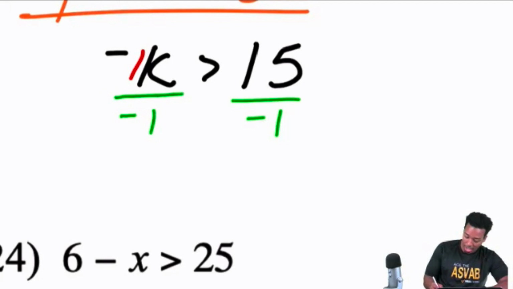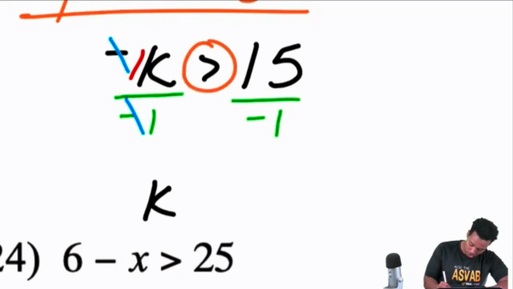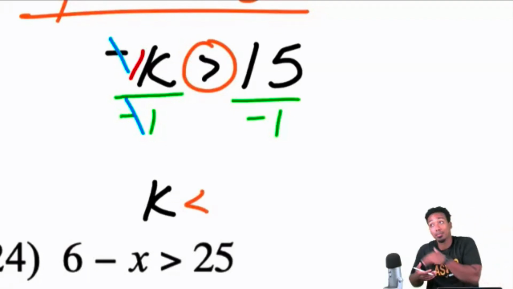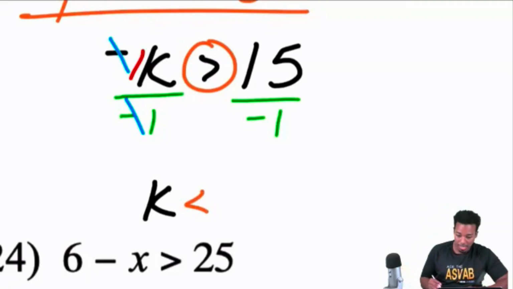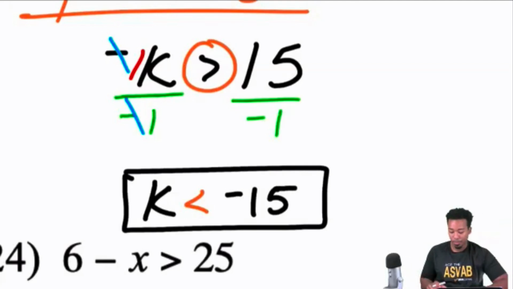But to finish this off, here we have, again, dividing by negative on both sides. That's going to cancel us out right there, leaving us with k. But because we are dividing by a negative, this sign is going to get flipped. So instead of greater than, we will have less than. 15 divided by -1 is -15. And so that's what the answer is going to be.